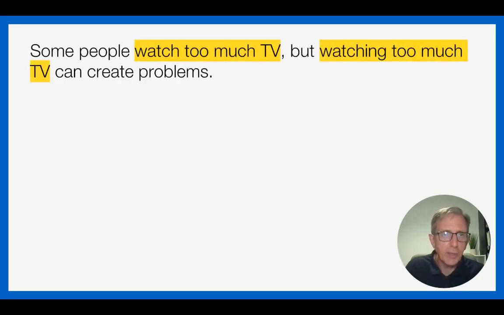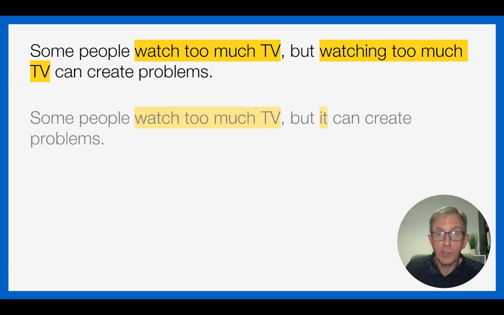So let's look at some examples now of sentences which use carrier nouns. So here's one sentence. Some people watch too much TV, but watching too much TV can create problems. Now, obviously, you do not want to write a sentence like this because it reuses the same words. So you've got watch too much TV in the first clause and watching too much TV in the second clause. You don't really want to repeat the same vocabulary. One way of avoiding the repetition is by using referencing. Some people watch too much TV, but it can create problems, and that's a perfectly good piece of writing.